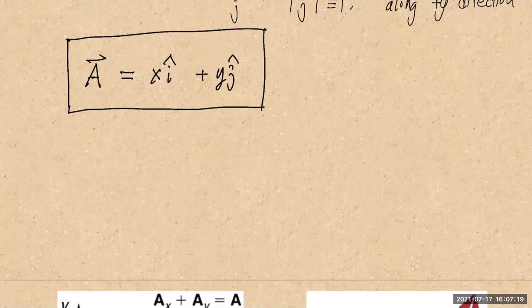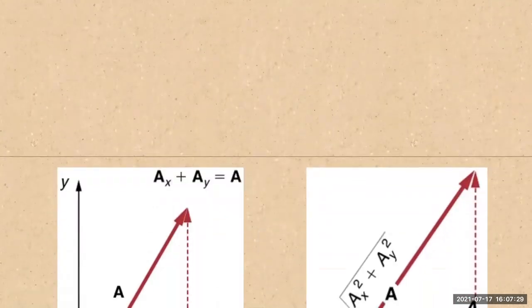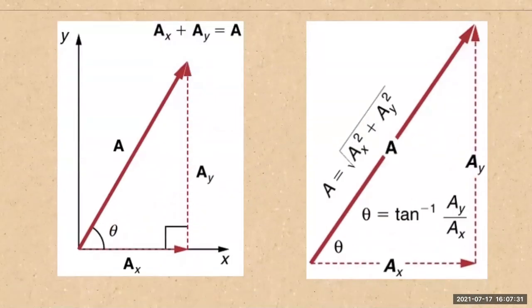Now, before I do that, I have to make sure that we all agree that once you know these two numbers, x and y, you can uniquely specify this vector, and vice versa. And that is, once you know the vector, you can uniquely specify x and y. Okay, this is realized in the following two pictures.